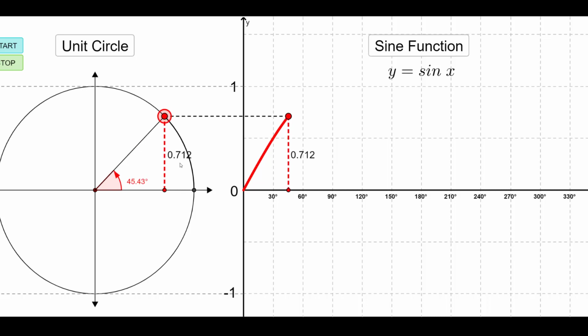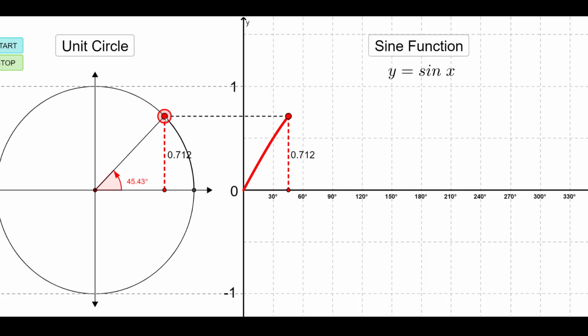Okay. By the way, similarly, the sine of 45 degrees is the opposite side, which is this red dashed line, divided by the hypotenuse of this triangle, which is the radius of the unit circle, which is 1. And the value of the sine of 35 degrees is 0.712. It is a little bit greater than 45 degrees, and therefore the value of the sine of this angle is a little bit greater than the value of the sine of 45 degrees.